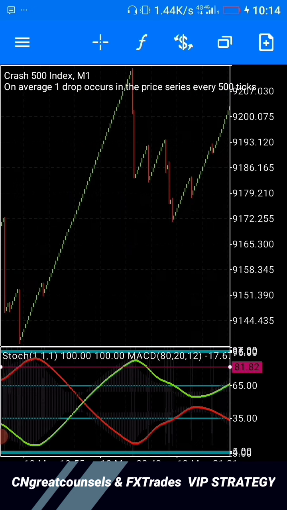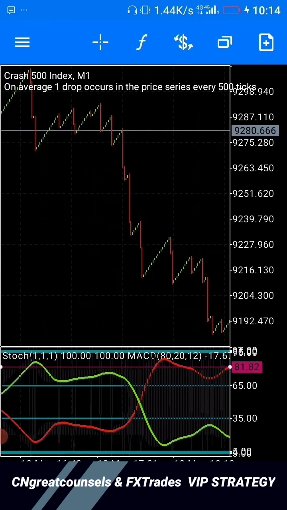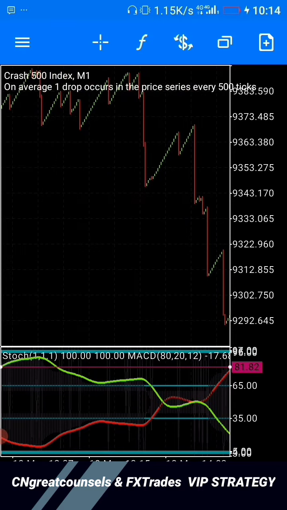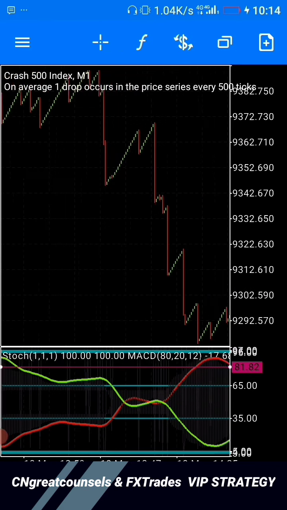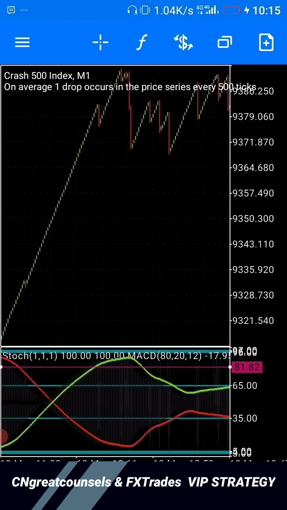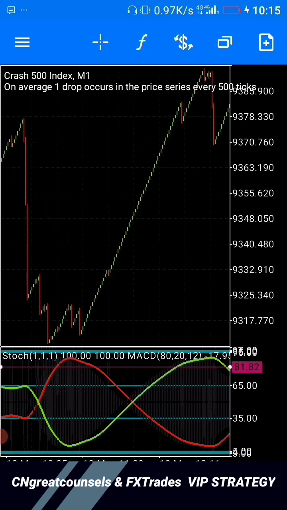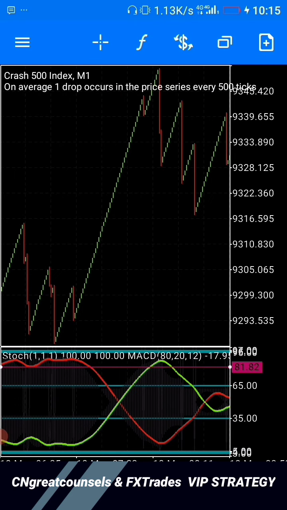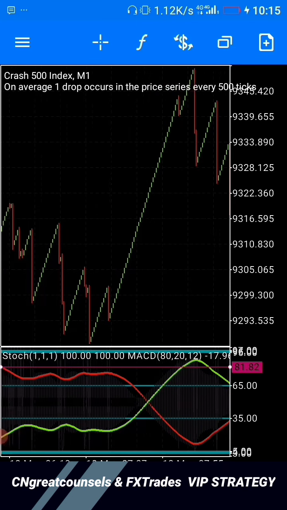So you can keep backtesting and backtesting. You have to be patient with the strategy. If the red loop does not cross the horizontal line, even if you have placed it, please do not take the trade for Crash. Okay, I'll show you how it works for Boom as well.